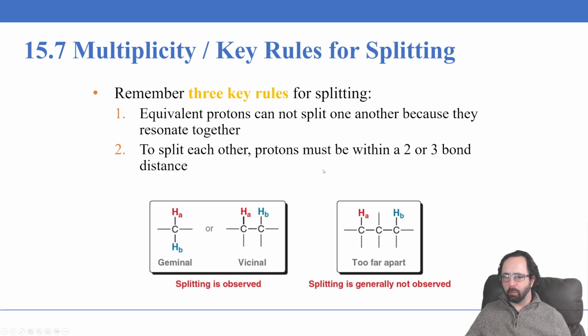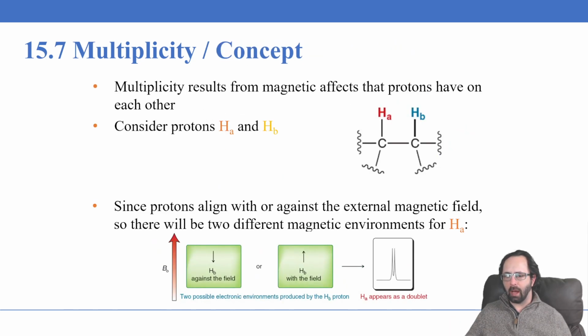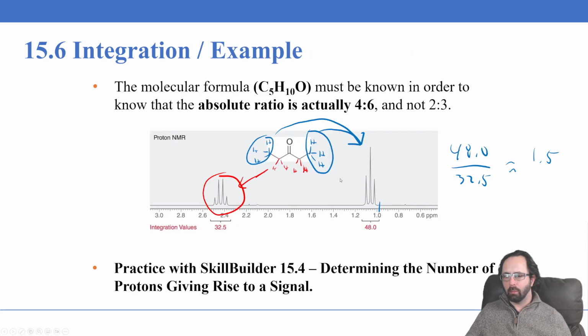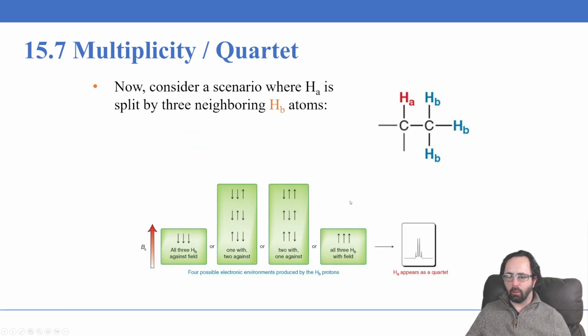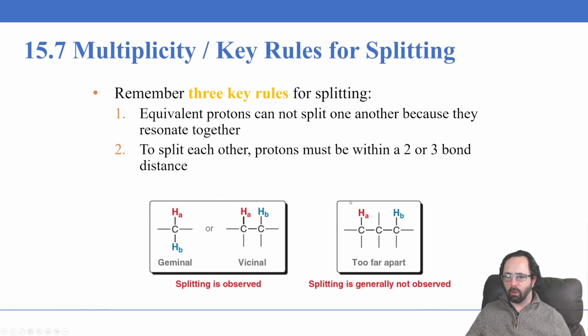So when it comes to splitting, equivalent protons cannot split one another because they resonate together. And so that's why, when we go back to this example here, because these protons are chemically equivalent to these ones, we do not get a splitting due to these protons here. Also, they're 1 away, so they wouldn't split anyway. But even if they were, we only get splitting due to these ones right here. Chemically equivalent protons do not split one another.